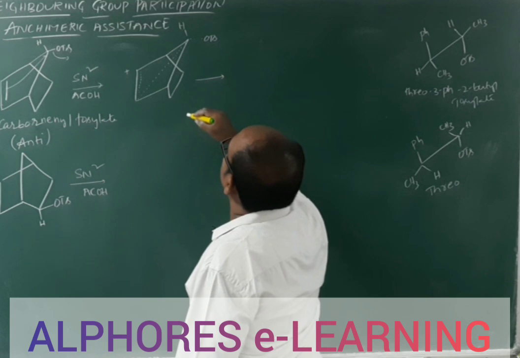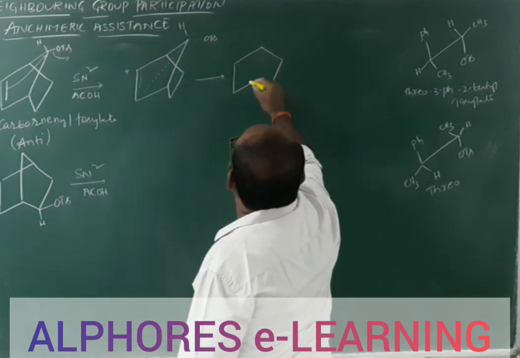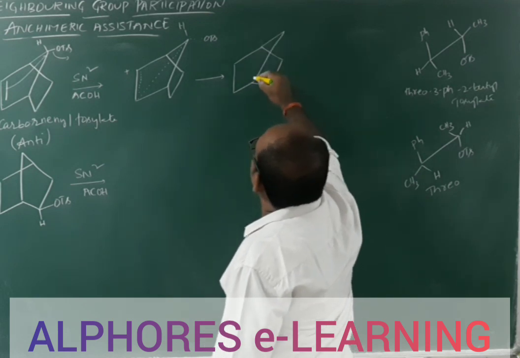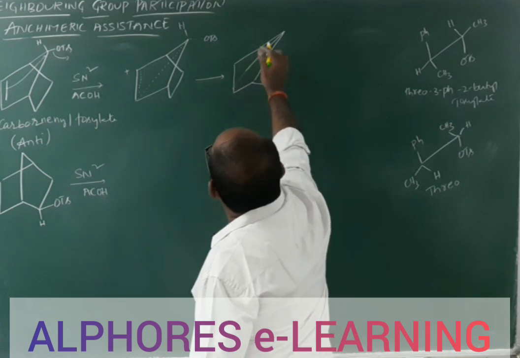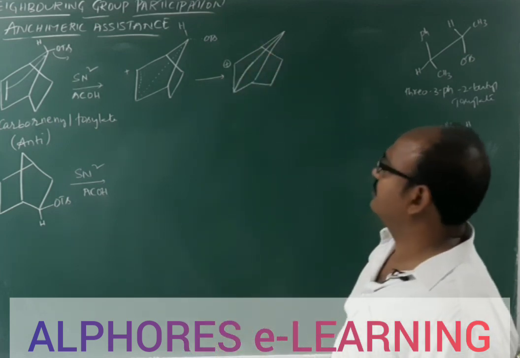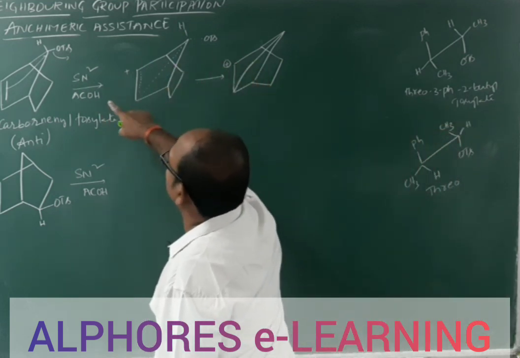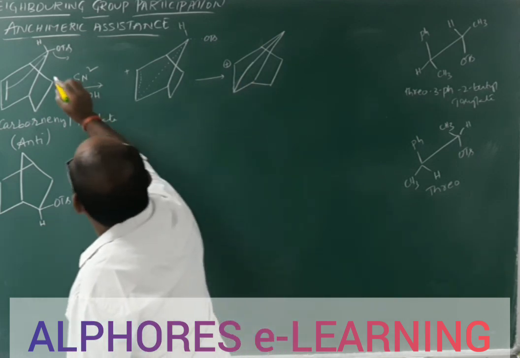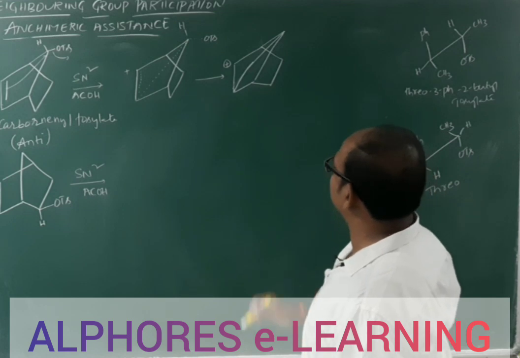Now if this one completely departed like this, here this carbon bears positive charge. This is the first SN2, first SN2. If the initial one is R, then after the first step it will be S.